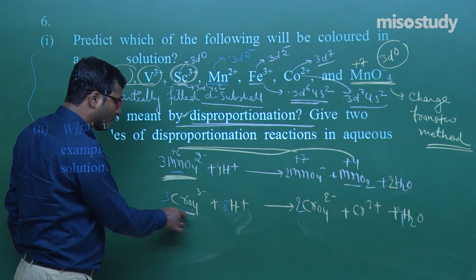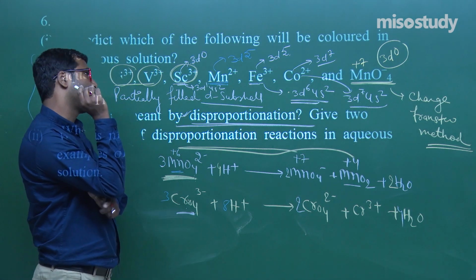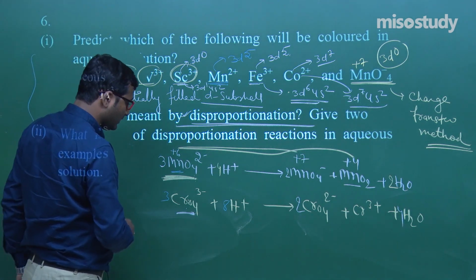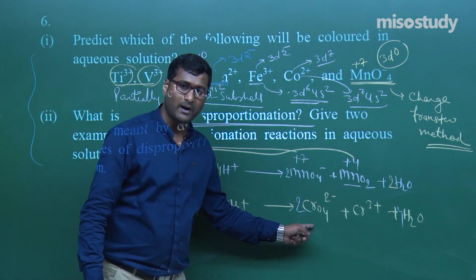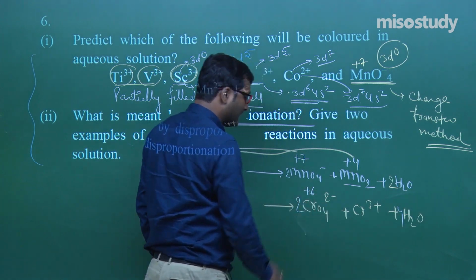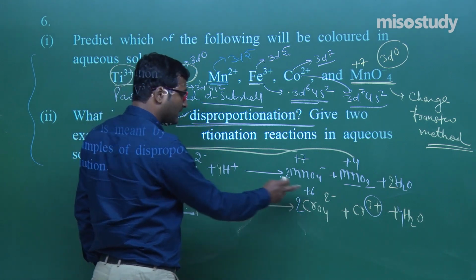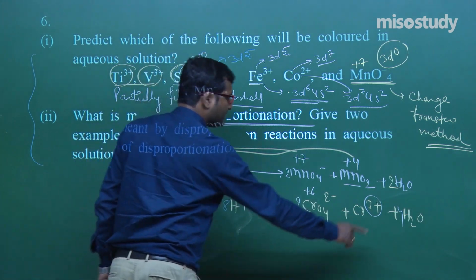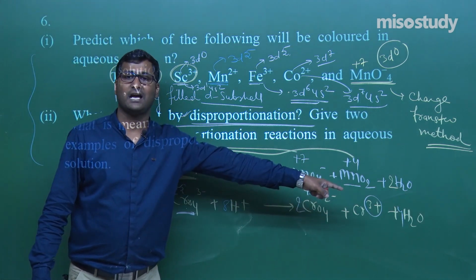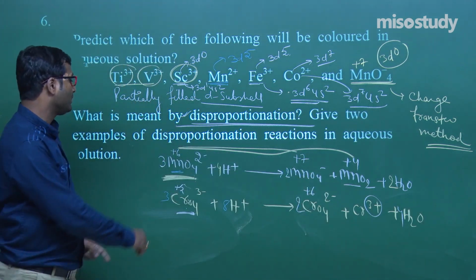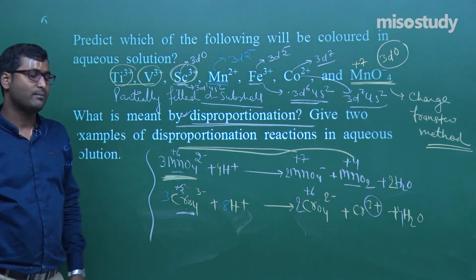Now check it out. In CrO4 3 minus, what is the oxidation state of chromium? It is plus 5. And in CrO4 2 minus, it is plus 6, and here plus 3. Look, plus 5 increases to plus 6, and plus 5 decreases to plus 3. That is, the same substance undergoes oxidation as well as reduction, and this is known, my friend, as a disproportionation reaction. Am I right? Yes sir, you are absolutely right.